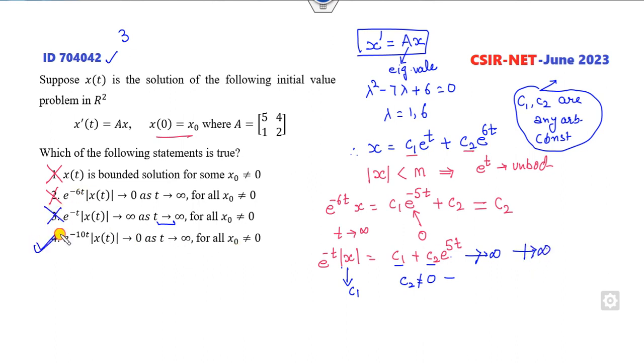The only option left is option 1. That is the right answer of this problem. How? You can see e raised to power minus 9t and C2 e raised to power minus 4t. So as t tends to infinity, this part will always go to 0. Irrespective of the value of C2, this is always 0. Same for this part. Whatever the value of C1, this always goes to 0. So hence this is the correct statement of this problem. That's very simple.